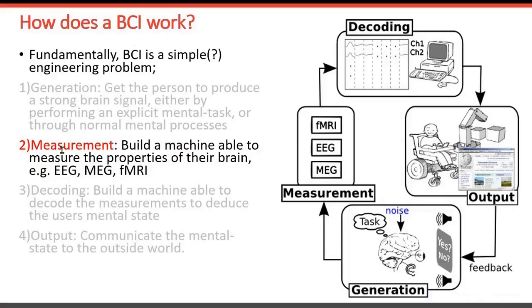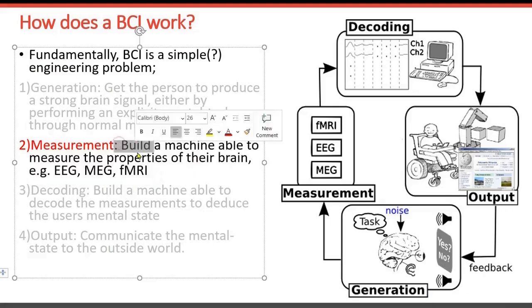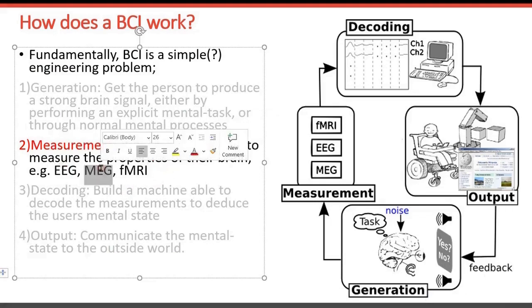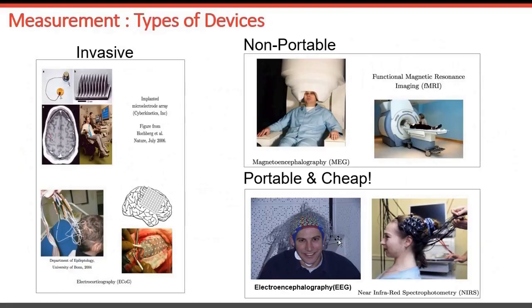Now, let's move into reviewing some measurement technologies, some measurement devices that allow us to acquire different types of brain signals, such as EEG, MEG, fMRI. Then let's see, the type of the devices can be classified as invasive and non-invasive, or portable, non-portable, expensive versus cheap.